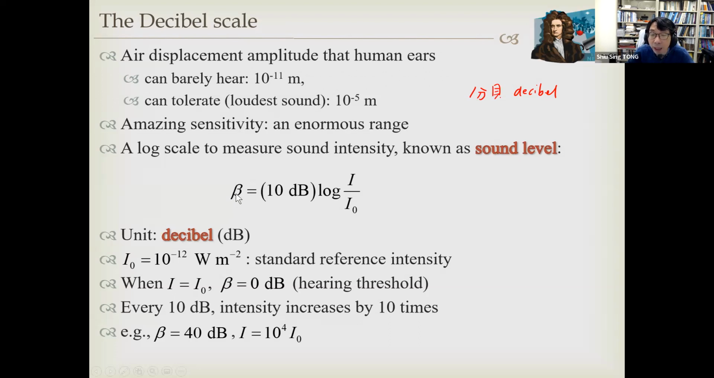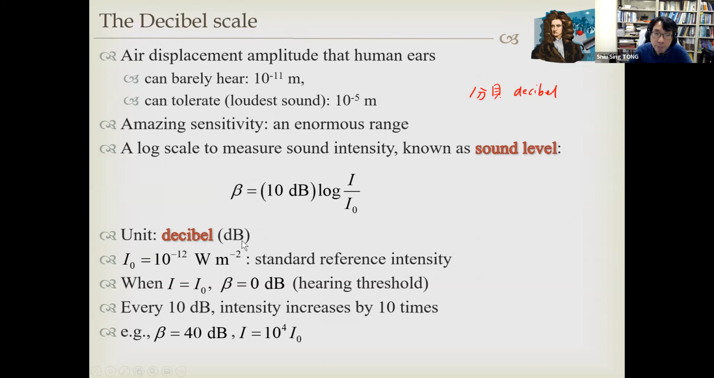And the so-called decibel value, we call it beta. Beta is 10 decibel, which gives you the unit, multiplied by log I over I naught. I is the intensity of a sound at the position where you hear it, and I naught is the standard reference intensity. It is in fact the lowest intensity of sound that you can barely hear. So I naught takes the value of 10 to the power minus 12 watt per meter squared, and beta has the unit of decibel.